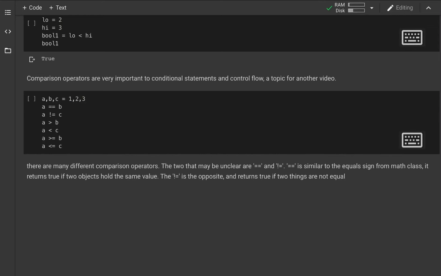So operators, they're relatively simple things to learn. They're very straightforward. They're just symbols that can do an operation. They do something to your variables, your values. They're, just as you would see them in math class, very intuitive.